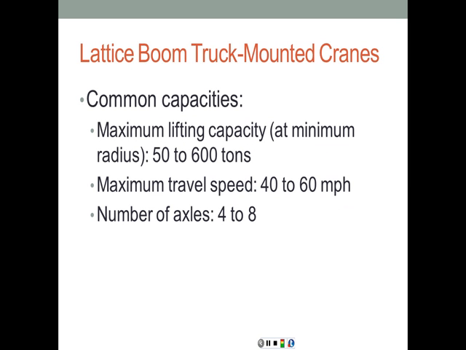The common capacity, again, maximum lifting capacity is anywhere between 50 to 600 tons, so that's heavy lifting here. Maximum travel speed 40 to 60 miles per hour, a little bit slower than the telescoping one, but still a relatively good speed. Number of axles is anywhere between 4 to 8 to accommodate the very heavy lifting up to 600 tons.